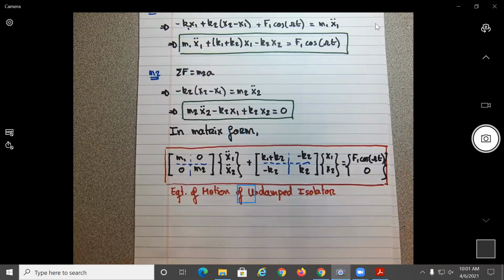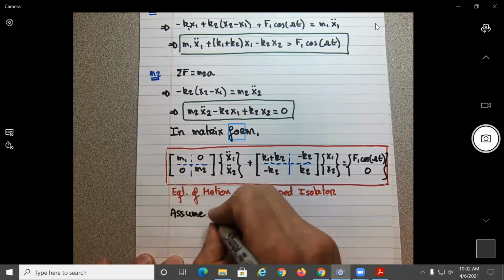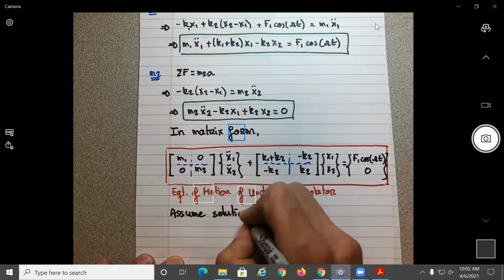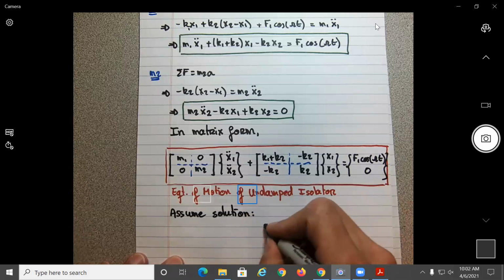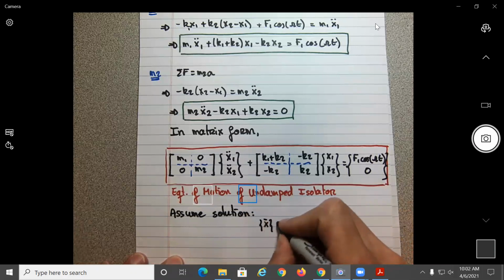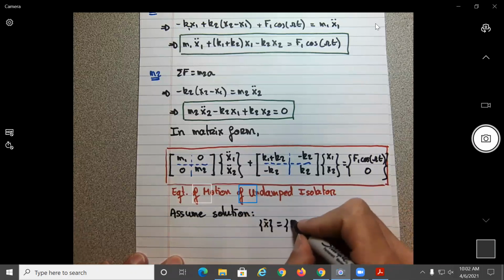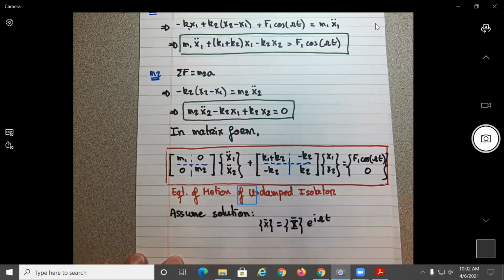Okay, so now that we have the equation of motion, what do we need to do? We need to find the solution. What is the first step in the solution? We need to assume the form of the solution. So we say, assume solution. Since this is a forced frequency, the assumed solution is a function of the force frequency, no? So the assumed solution, as a vector x1, x2, will be equal to capital X1 and X2, times e to the i capital omega t, which is the force frequency.